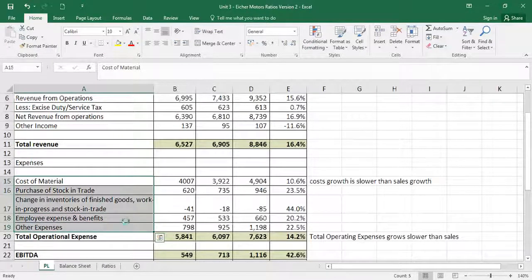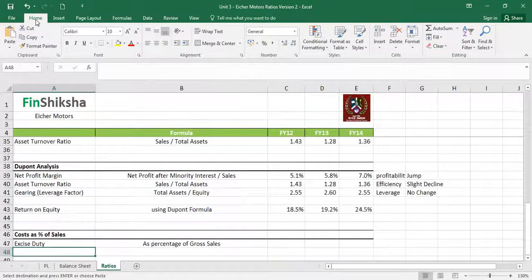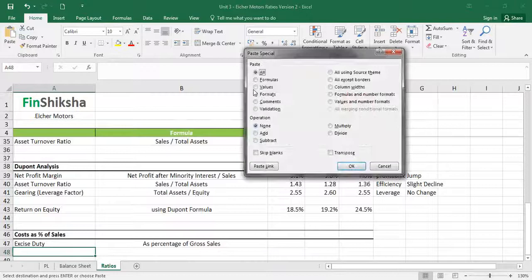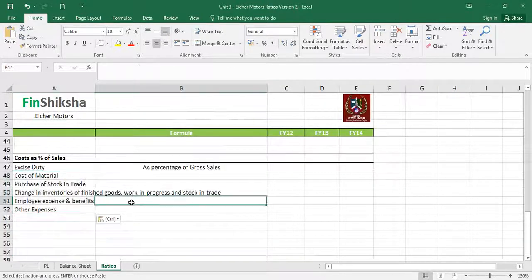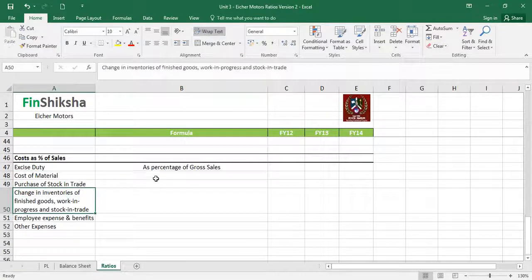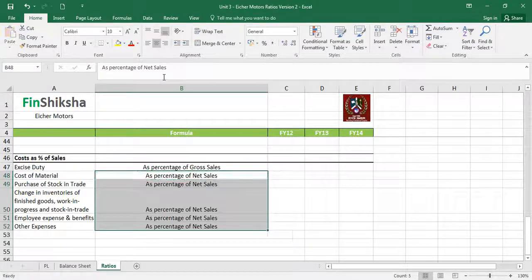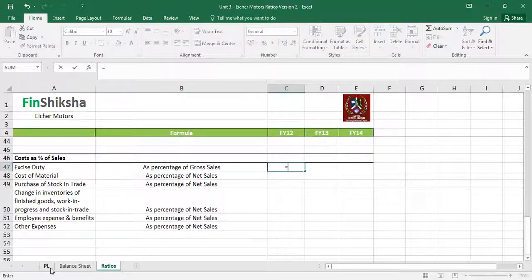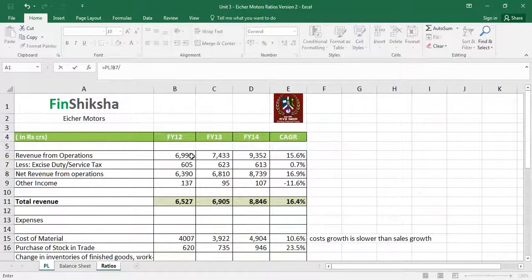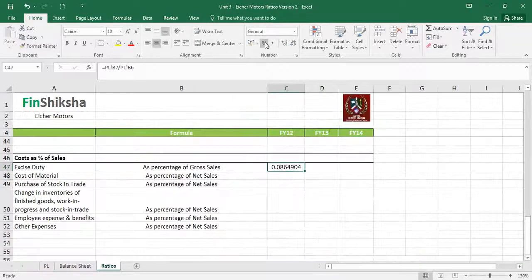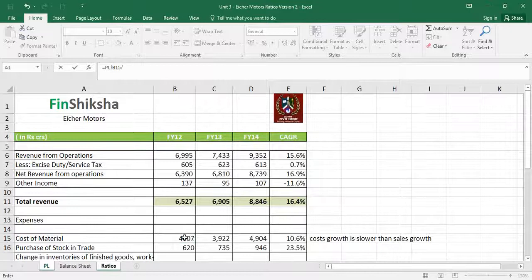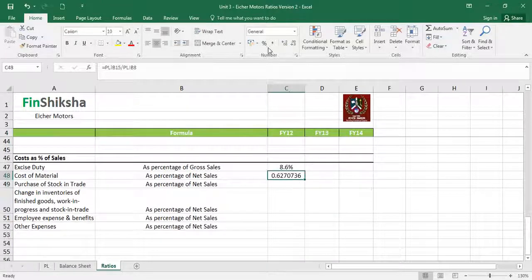So we'll just plug in all these numbers, just copy all this and paste it here in a simple values format. So we get all the data and we can wrap text here and we're going to put in as percentage of net sales here, and we're going to copy this and paste all of it here, right? Let's find excise duty as a percentage of gross sales. So that's 605 divided by 6995, and that gives us the percentage data. Everything else is a percentage of net sales. So in the P&L, cost of material divided by my net revenue from operations, right? Now note that I want to drag this down. That's in percentage terms.